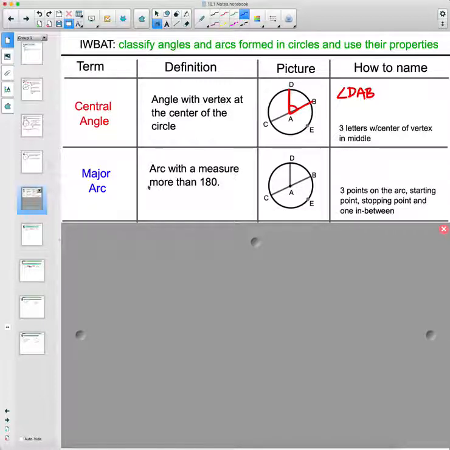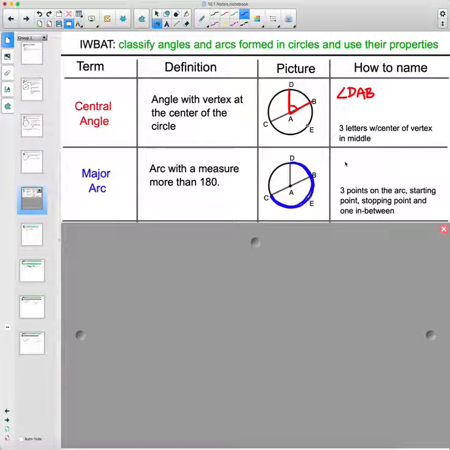So a major arc, okay, major being big, a major arc is an arc that is more than halfway around or more than 180 degrees, okay? So a major arc could be like this. Okay, there's some other ones in there. That's not the only one. But bigger than 180 degrees, so more than halfway.